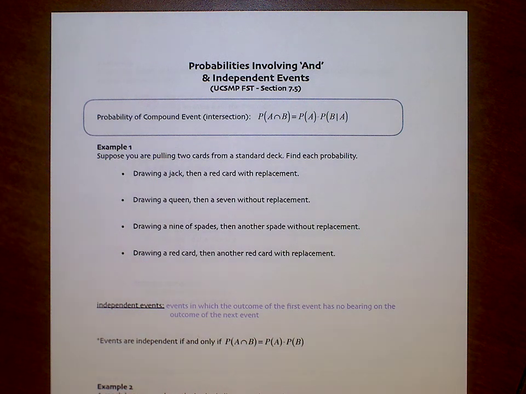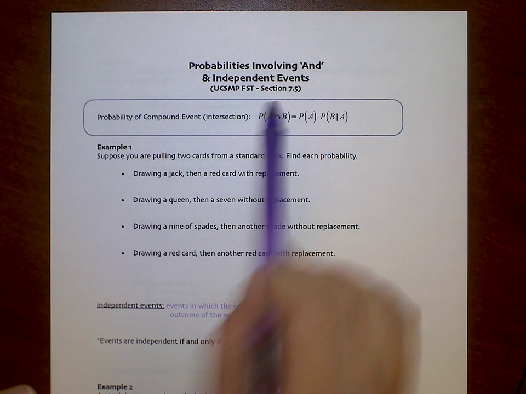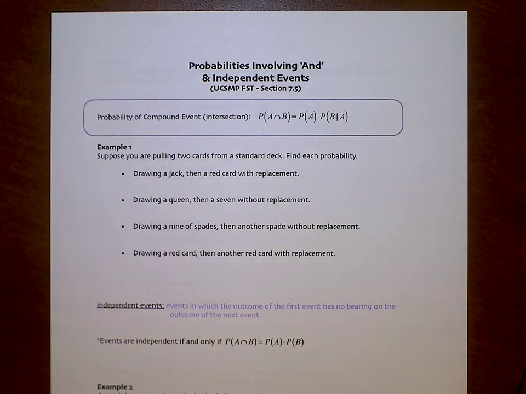This next lesson in our probability chapter, we're getting into probabilities involving "and." You may remember that a couple of lessons ago, we talked about probabilities involving "or," and that was always addition. We were always taking two probabilities and adding them together to find a combined probability. Now we're finding the probability of two things happening at the same time.